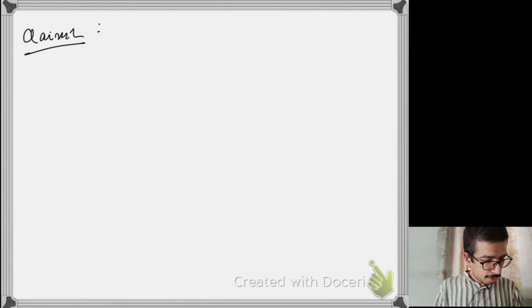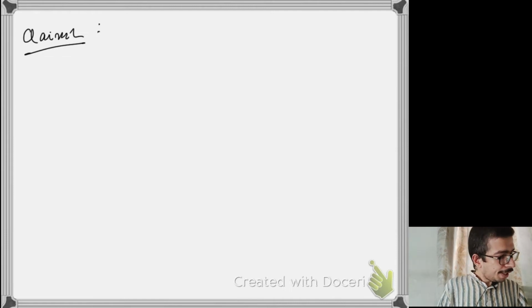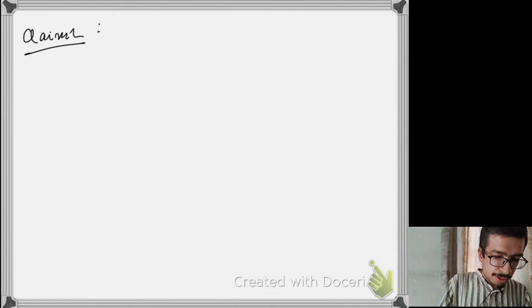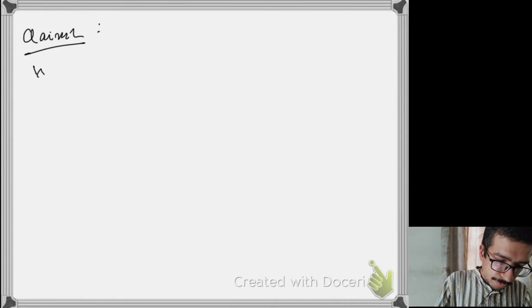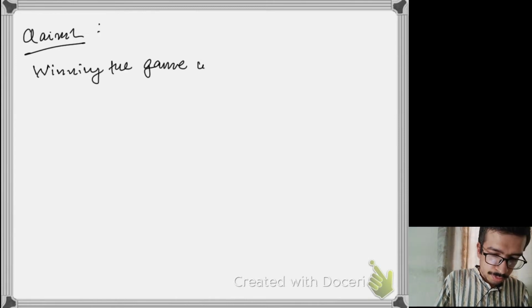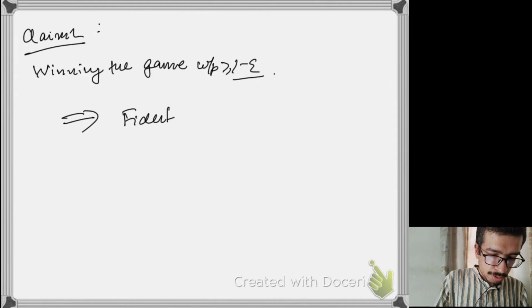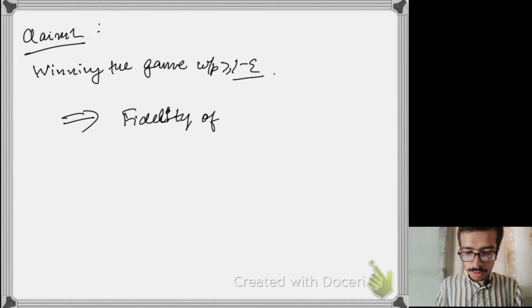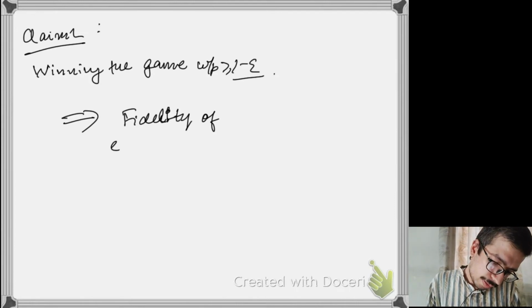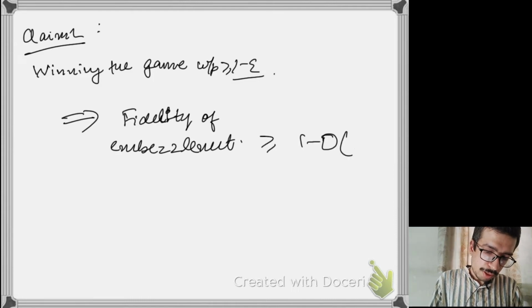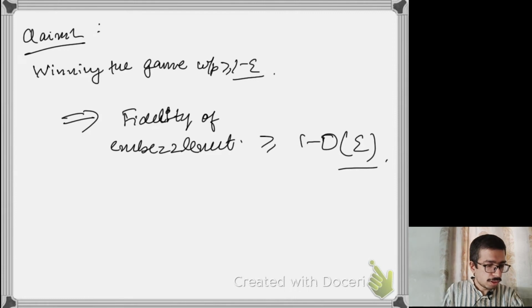So the second claim says that if I can win the game, then it means high fidelity, right? So the other claim, which is that this implies fidelity with embezzlement greater than or equal to 1 minus order epsilon. So let's see how this turns out to be true.